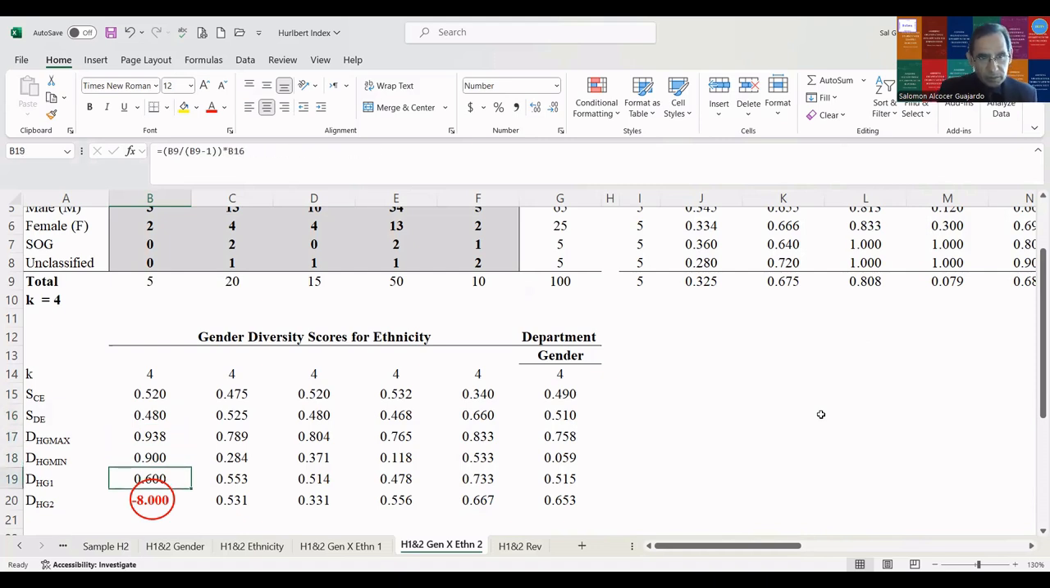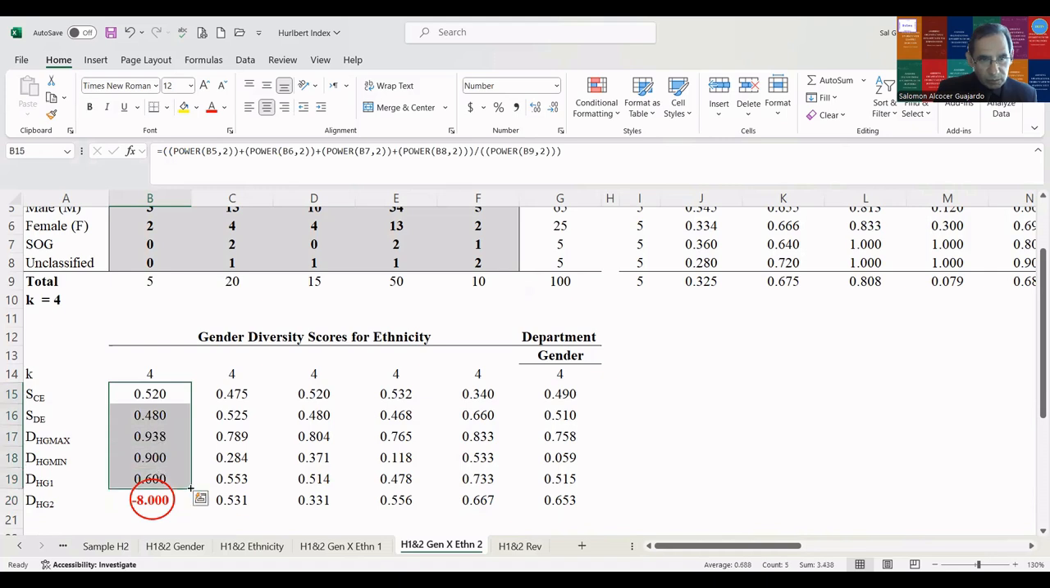When I applied the Hurlbert diversity index to the Asian work group of 5, it's going to be 5 divided by 5 minus 1 times the Simpson score. So in this case, it's going to be 5 divided by 5 minus 1 times 0.480. That gives me a Hurlbert diversity score of 0.60.